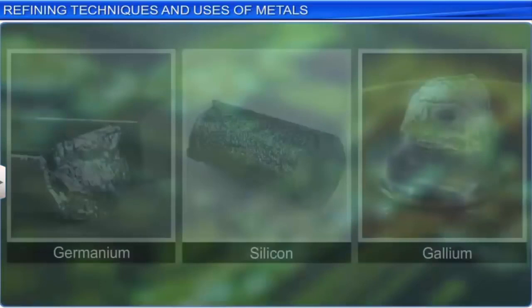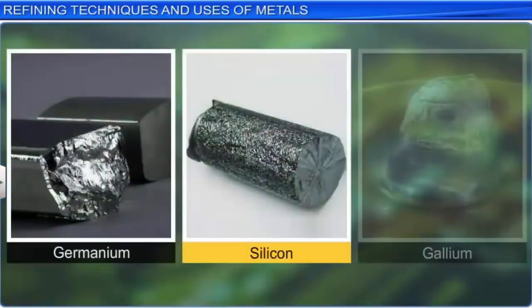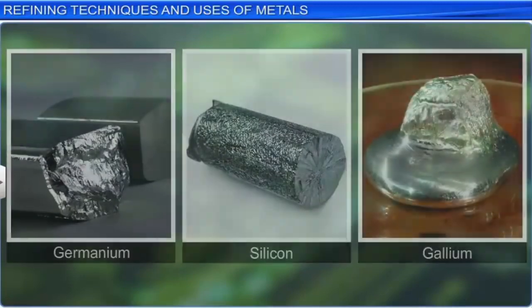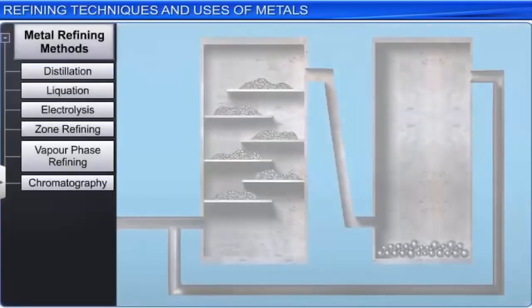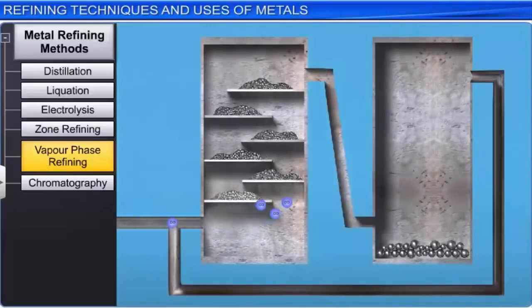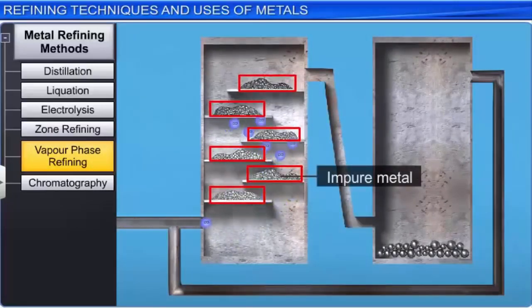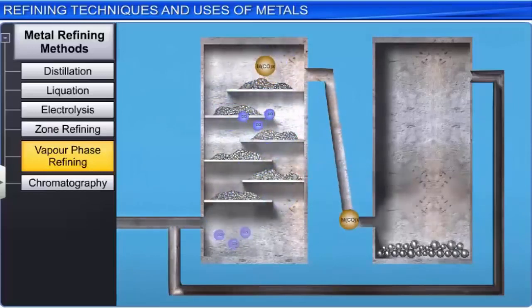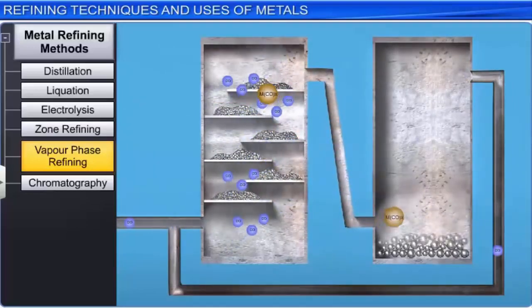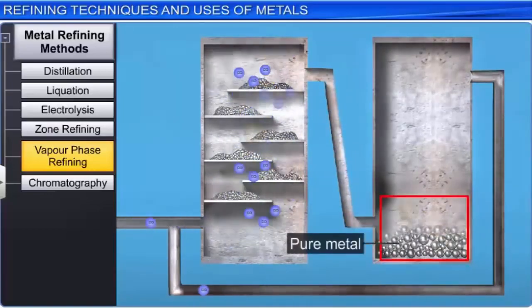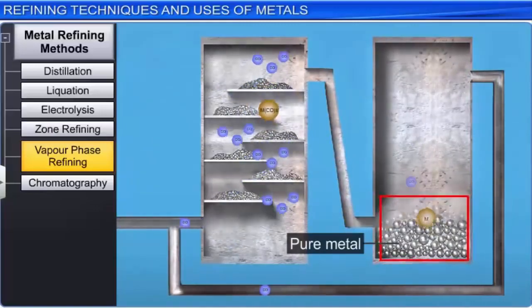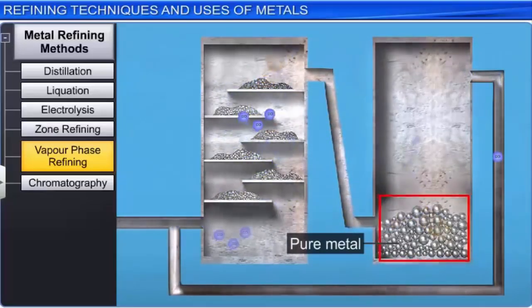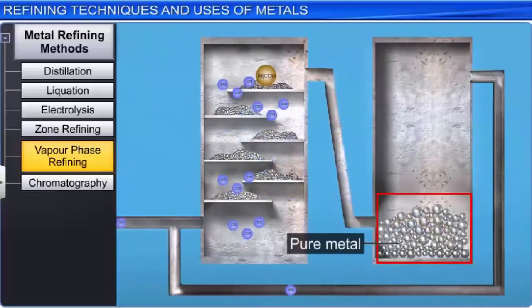Elements such as germanium, silicon, and gallium, which are used as semiconductors, are refined by this method. In another refining technique, which is vapor phase refining, the impure metal is first converted into its volatile compound. The volatile compound is then decomposed to give pure metal. It is essential for this technique that the volatile compound of the metal should be easily formed and easily decomposed.